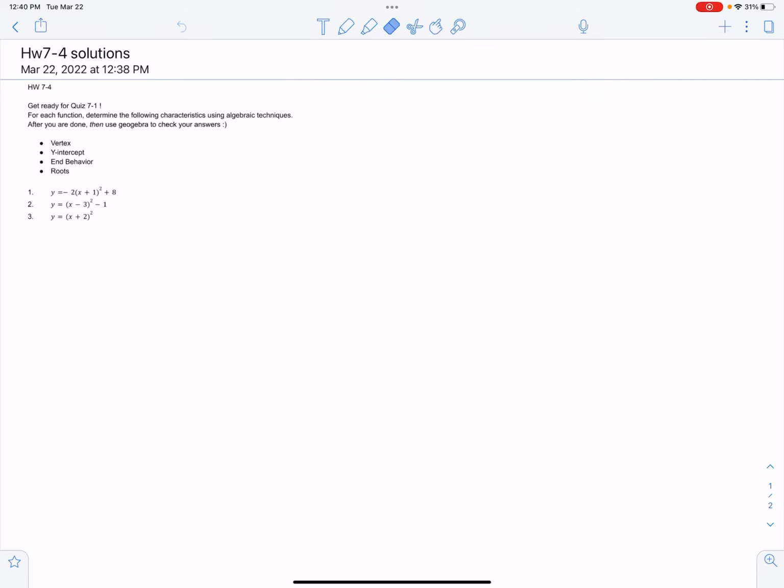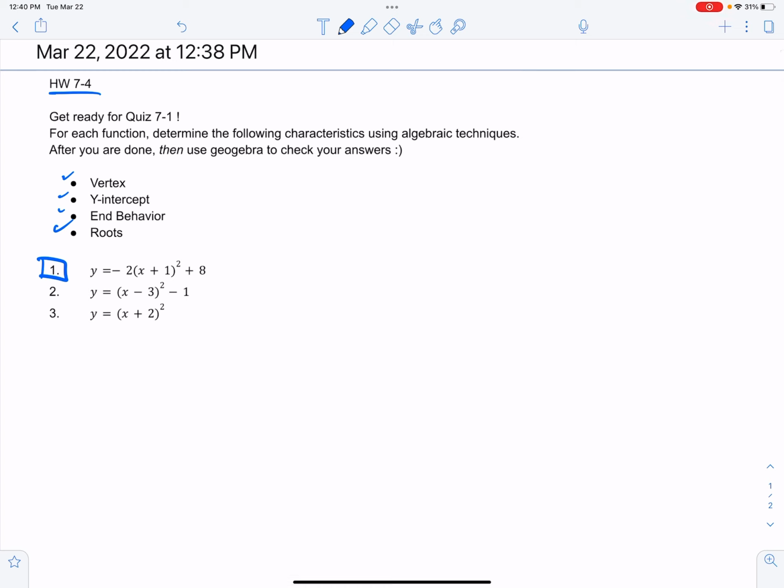Okay, this is the solutions for homework 7-4. We're going to figure out the vertex, y-intercept, end behavior, and the roots for each function. Just real quickly, a quick note: we can figure out the vertex and the end behavior just using this: y equals a times x minus h squared plus k.